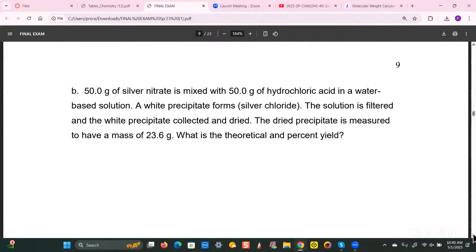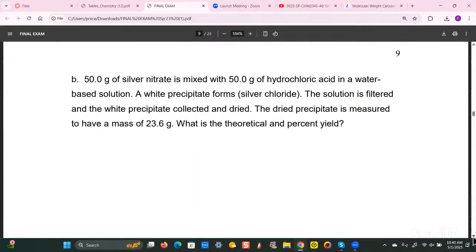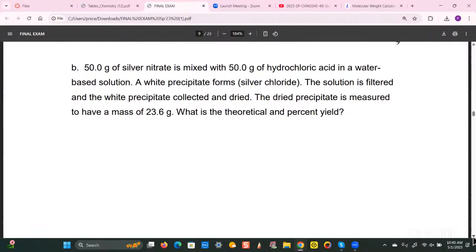I'm not sure if we have time to complete this, but I'm going to at least get a start on this. Okay, so this question says you're mixing two substances, silver nitrate and hydrochloric acid, and you're going to get a white precipitate form, which will be the silver chloride. The solution is filtered, and the precipitate collected and dried, and the dried precipitate is measured to have a mass of 23.6 grams. What is the theoretical and percent yield? All right, so this is a combination of stoichiometry, limiting reactants, and percent yield and all that good stuff, right? So what's the first thing that you need to do in order to answer this question?